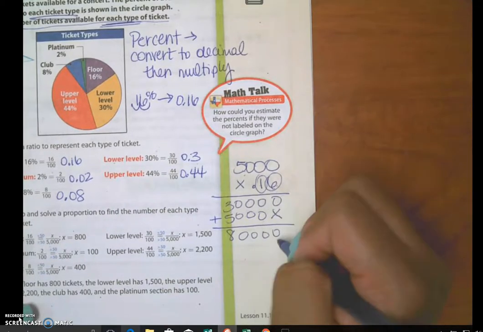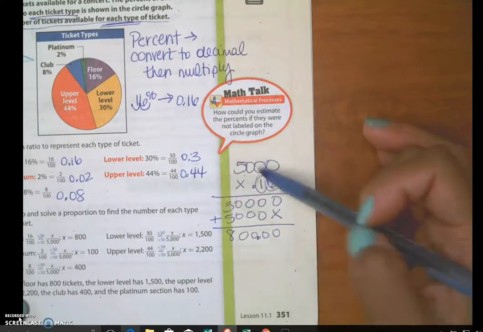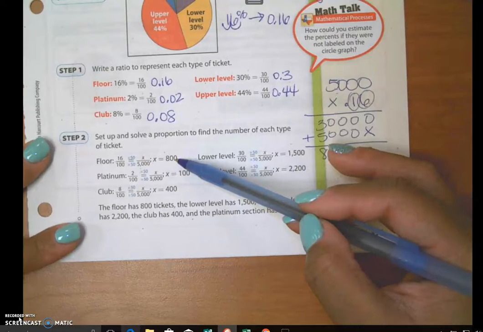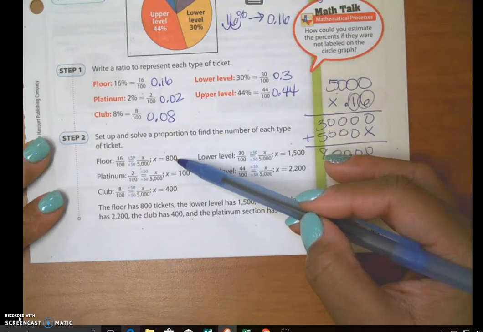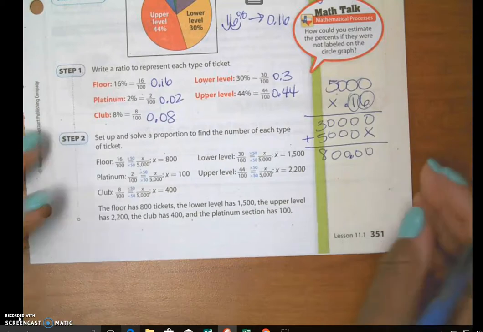Or after the only decimal here. 1, 2. 800 tickets are the floor seats. Then down here, they did that with the proportion form. So this is how each number of tickets is broken up.